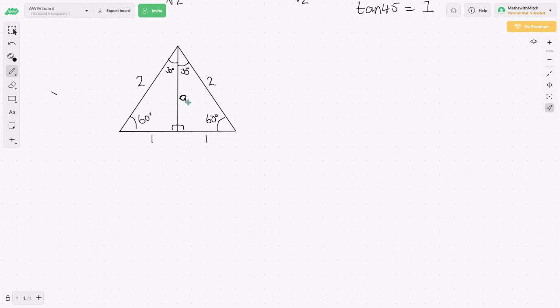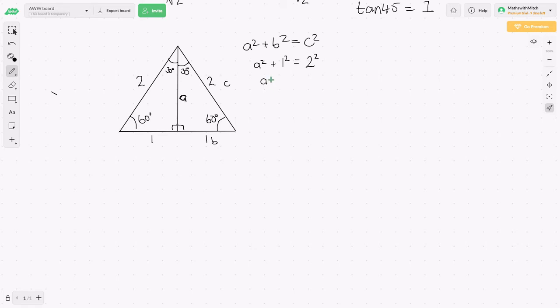And again, that's where we go back to our friend Pythagoras. Pythagoras said a squared plus b squared equals c squared. And we can put our numbers in. This side here, that's the longest side of the right angled triangle, so we know that that is c. And this side is therefore b. So we can say a squared plus 1 squared equals 2 squared.